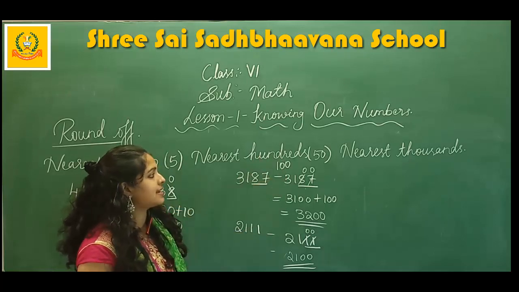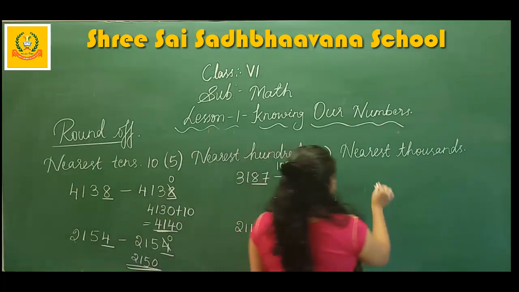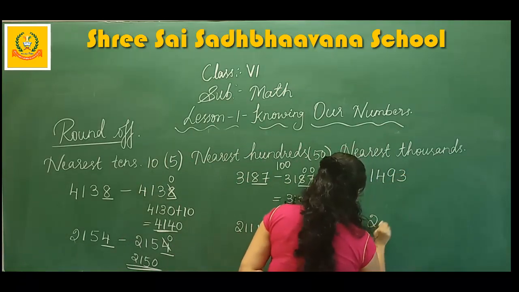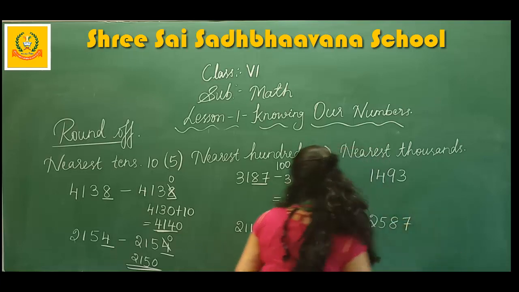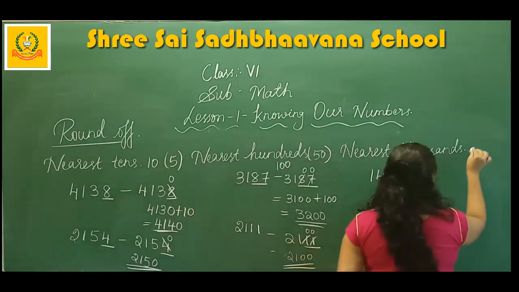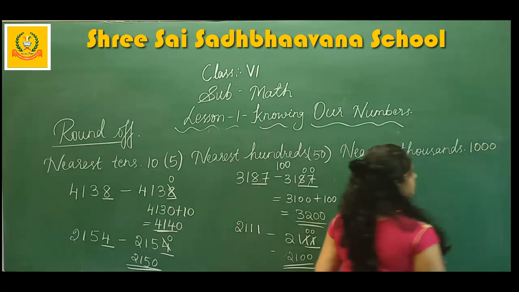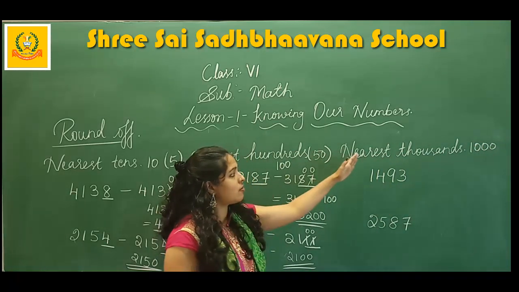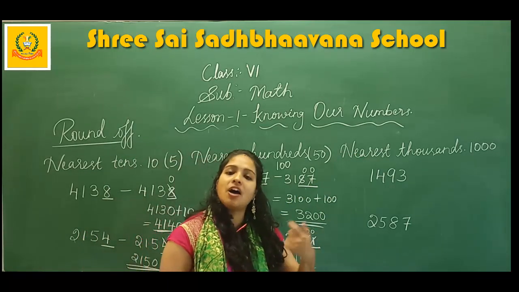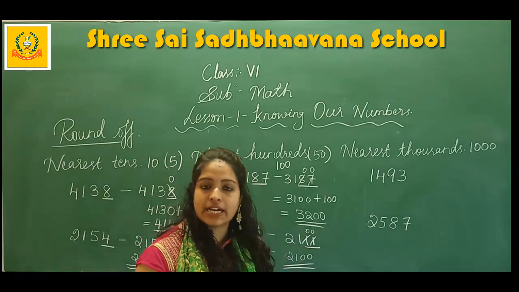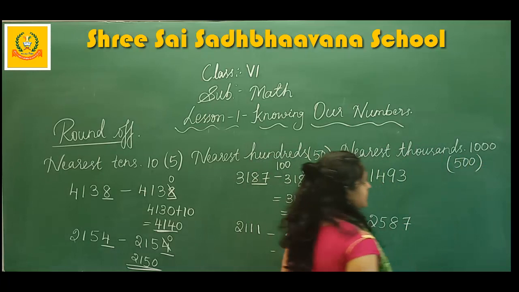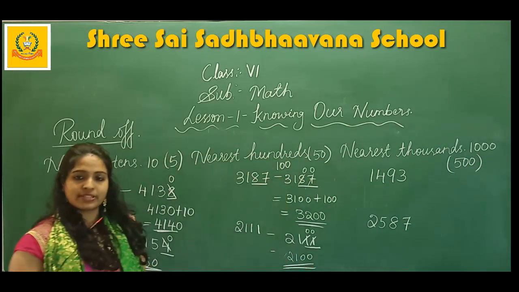Understood now? Move on to the nearest 1000. Yes. So nearest to 1000. In 1000, how many zeros are there? 3 zeros. Okay. What is the number we have to take as reference here? Half of the 1000. What is the half of the 1000? 500. So we have to see whether the underlined digits are equal to 500 or more than 500.